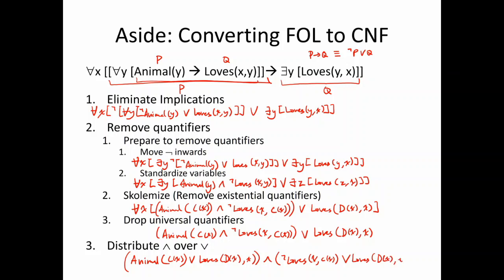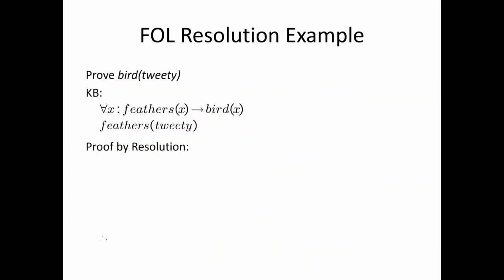So let's look at an example of doing resolution in first order logic. So suppose we're trying to prove Tweety is a bird, and in our knowledge base we know that for all x, feathers x implies bird x, and then we know that Tweety has feathers. So the first thing we need to do is to convert everything to CNF. So it's just not feathers or bird. And the second sentence in the knowledge base is already in CNF. So let's number them again, 1, 2, and then we add the negation of what we're trying to prove.